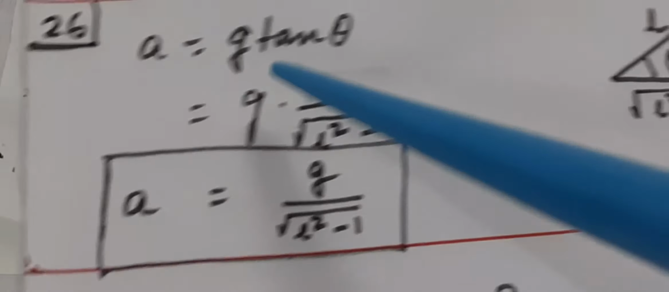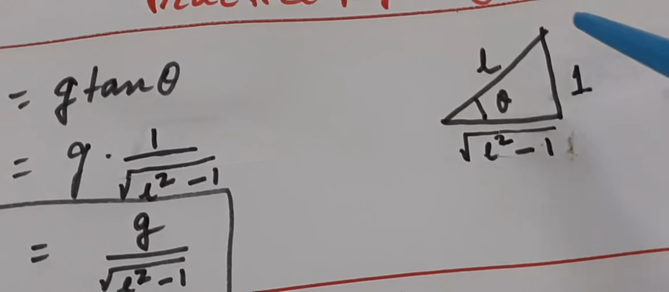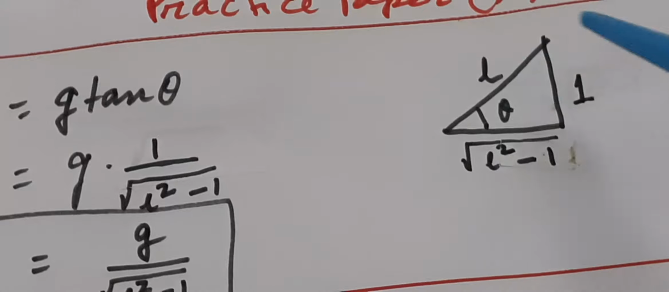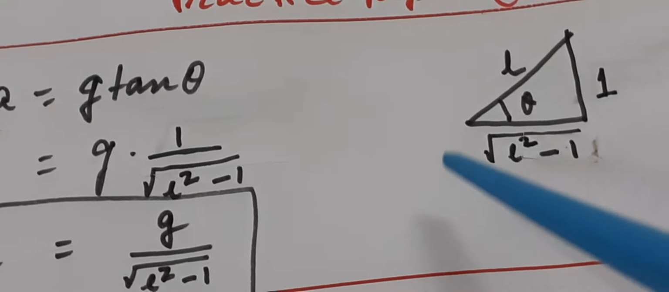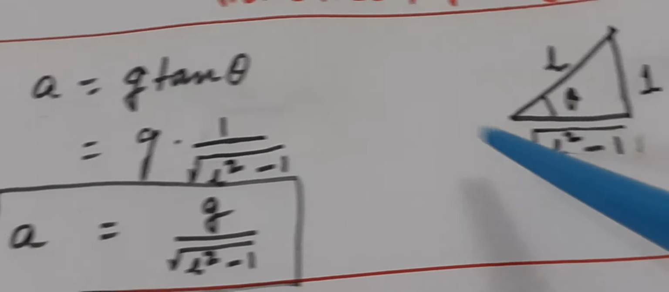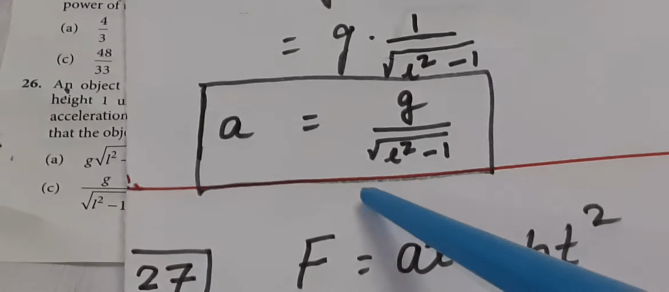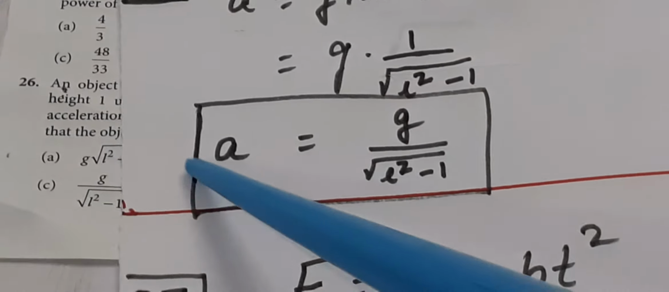That is available. Now put tan theta from this triangle, perpendicular by base. L is given, perpendicular is 1, so root under L squared minus 1 will be the base. Put it here, perpendicular by base, g by root under L squared minus 1 will be the acceleration required to give.